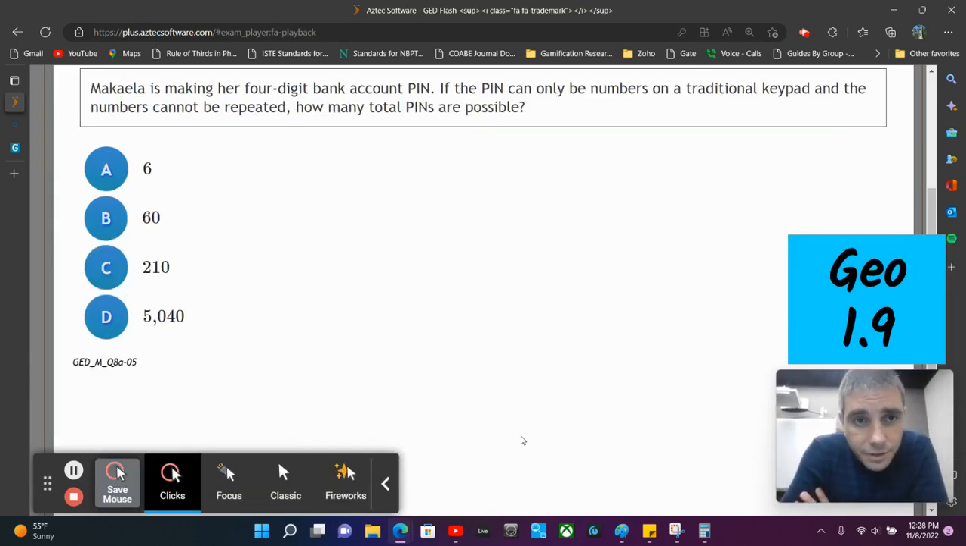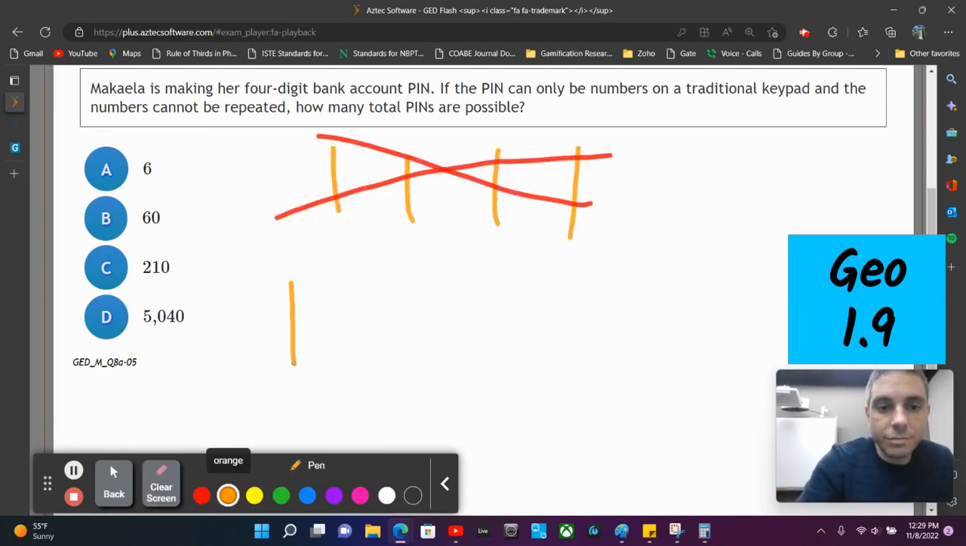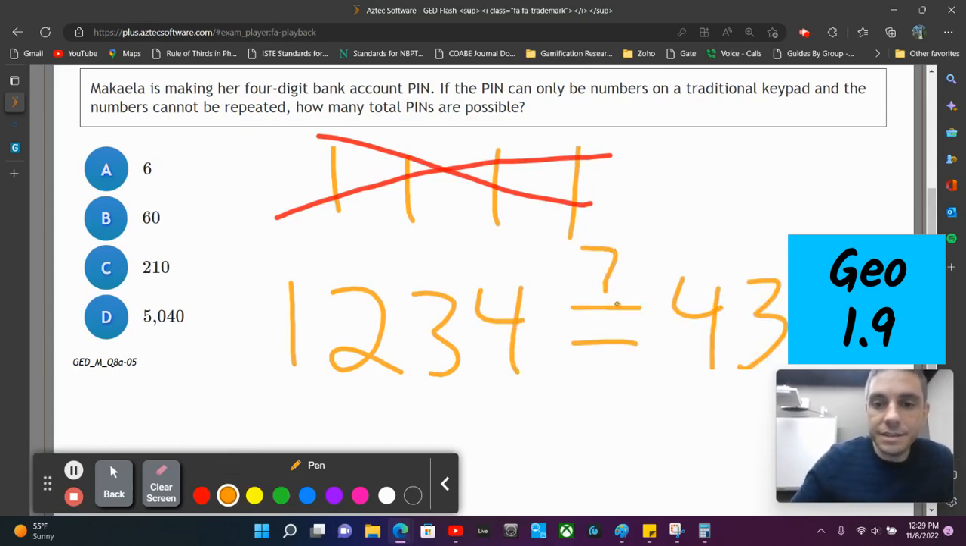Michaela is making her 4-digit bank account PIN. If the PIN can only be numbers on a traditional keypad and the numbers cannot be repeated, how many total PINs are possible? Now, they have given us some good information in this question. I think I have a good idea of what they're going for, but they did leave out an important piece of information. What they didn't tell us is whether the PIN 1, 2, 3, 4, is that considered the same set of numbers or a different PIN altogether.